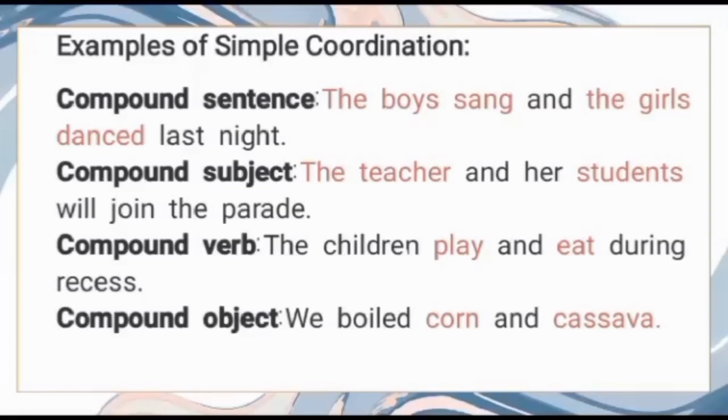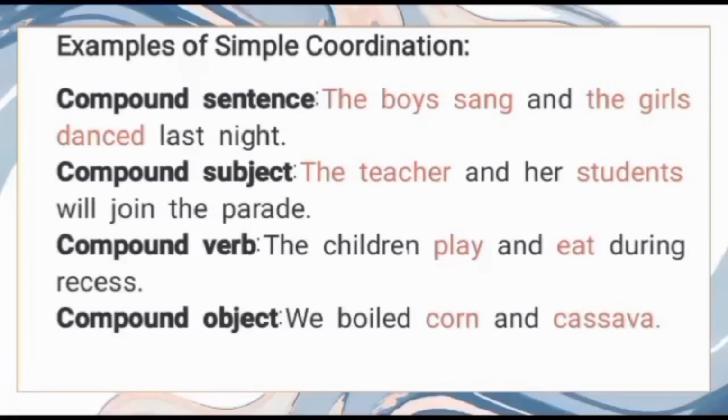So we have here a compound sentence, compound subject, compound verb, and compound object. A compound sentence joins two or more sentences that have related ideas of equal importance. The two sentences go together. We have here: the boys sang and the girls danced last night. I changed the colors of the two sentences. The first sentence is the boys sang, then the conjunction and, and the second sentence is the girls danced.